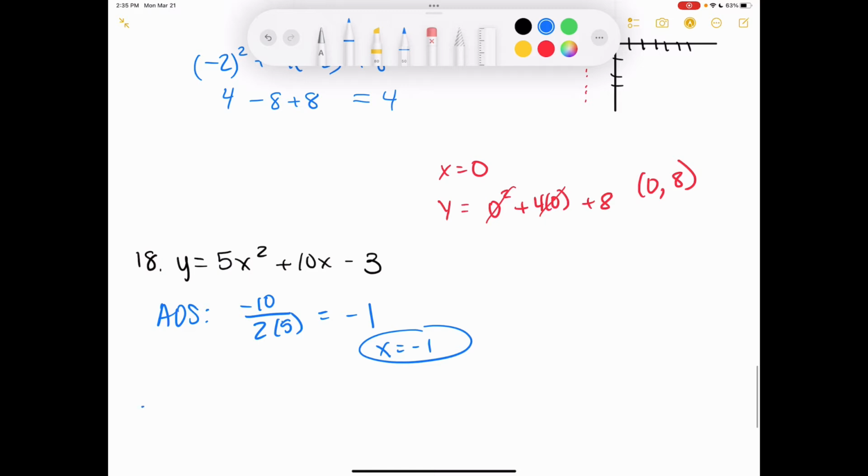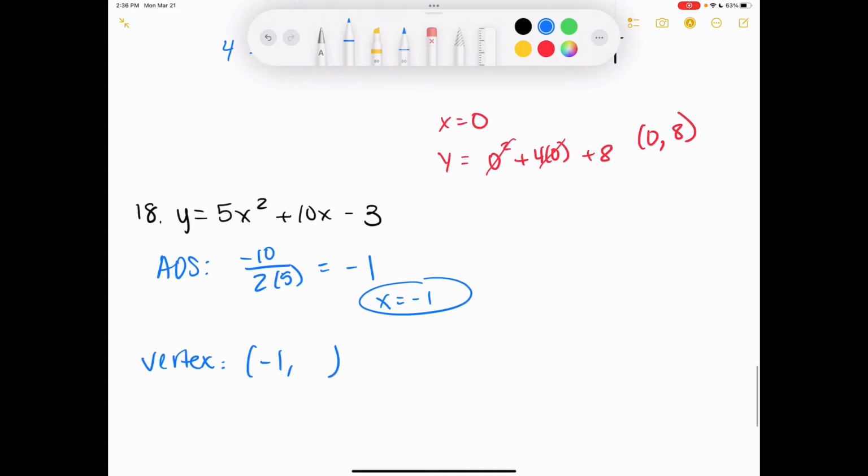Okay, my vertex then, I'm going to plug this value in to solve it. So my vertex is at -1, and I have to find the y point. So -1 is going in for x. So 5 times -1 squared plus 10 times -1.